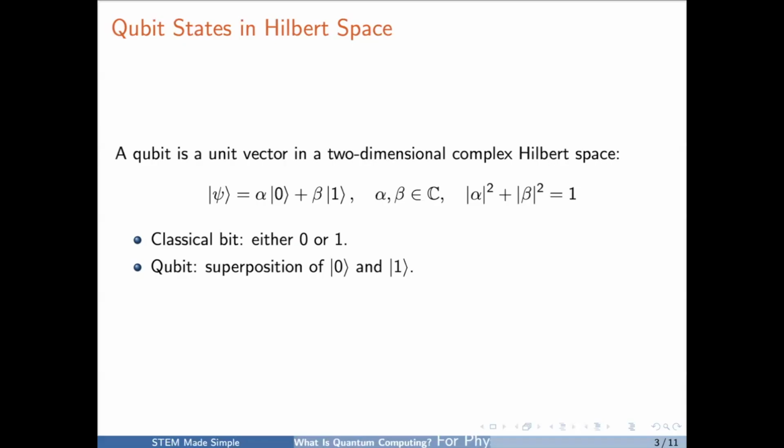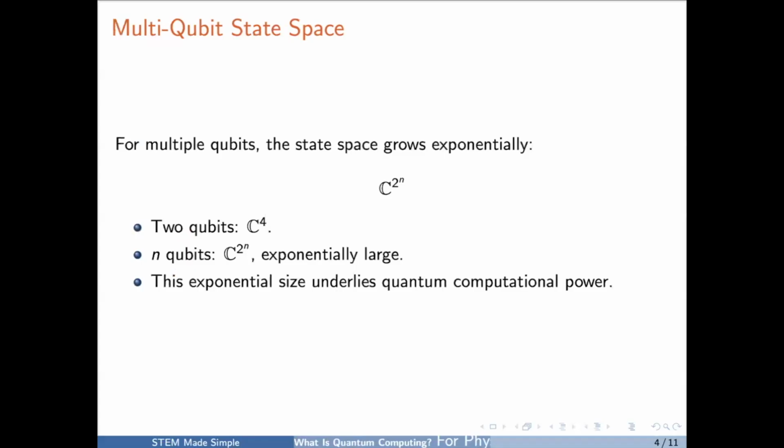Whereas a classical bit is confined to the values 0 or 1, a qubit can be in a continuum of complex-valued superpositions. For 2 qubits, the state space is complex 4-dimensional space. For n qubits, it becomes complex 2^n-dimensional space. This exponential scaling is a source of computational power, but it also presents challenges for control, storage, and error correction.